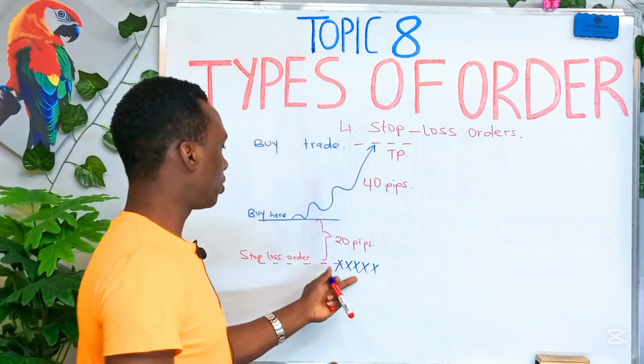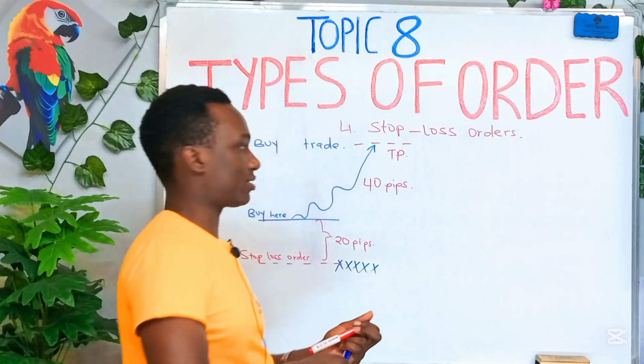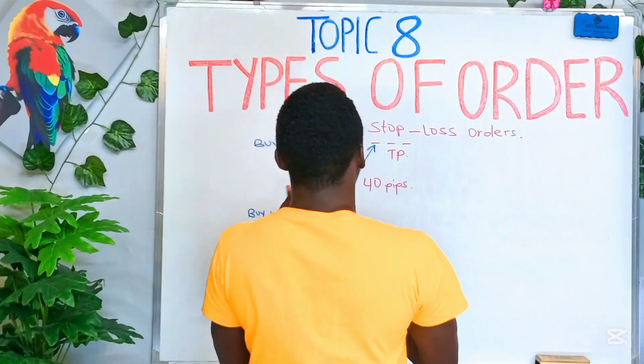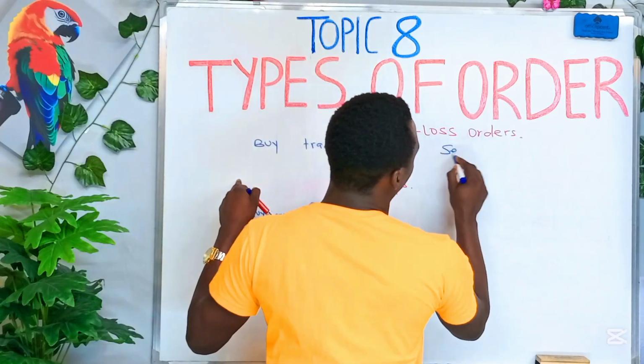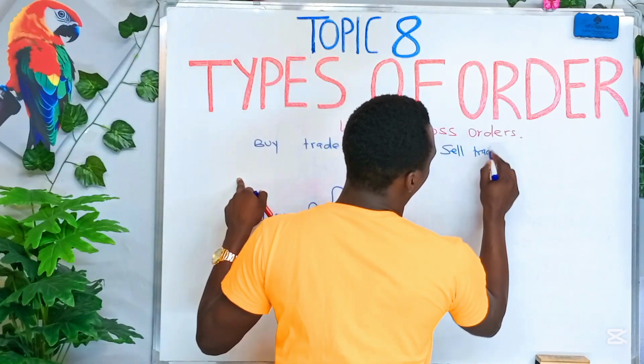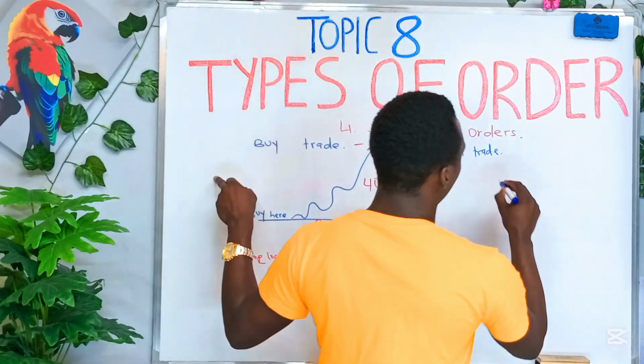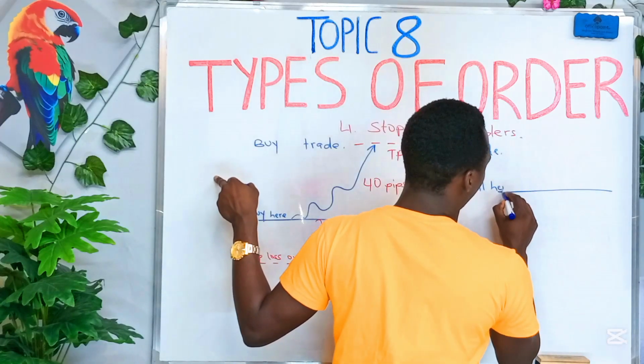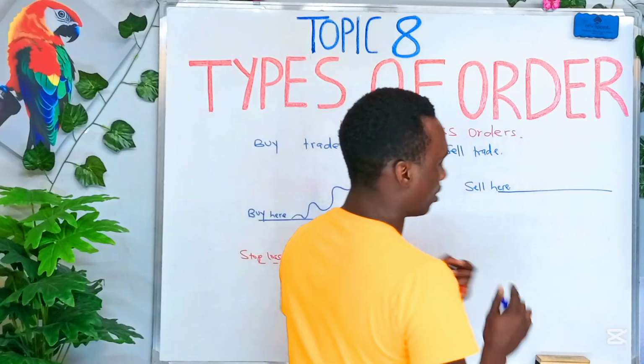It is used to limit our potential losses. All right, good. So let us take an example on the other side of a sell trade. Okay, and we decide to sell here. All right, we are shorting the market from here.